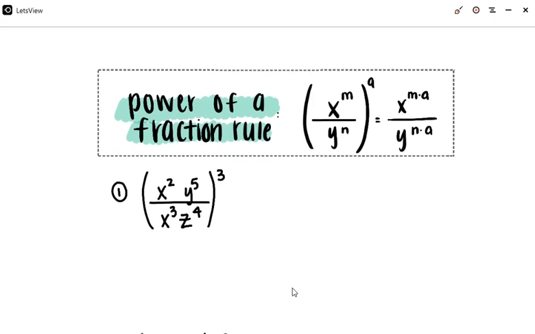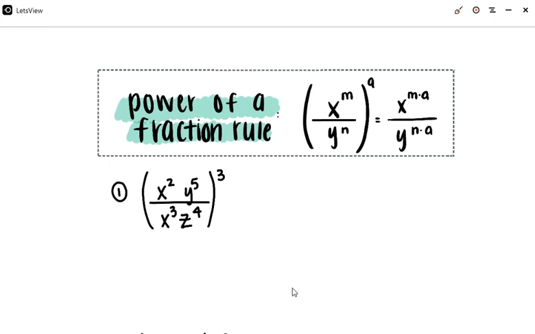All right, the last one that we're going to talk about is the power of a fraction. This is where we have a fraction being raised to an exponent. Same idea as before. You distribute it to both pieces, or however many pieces you're going to have in there. And again, we are multiplying our exponents together.